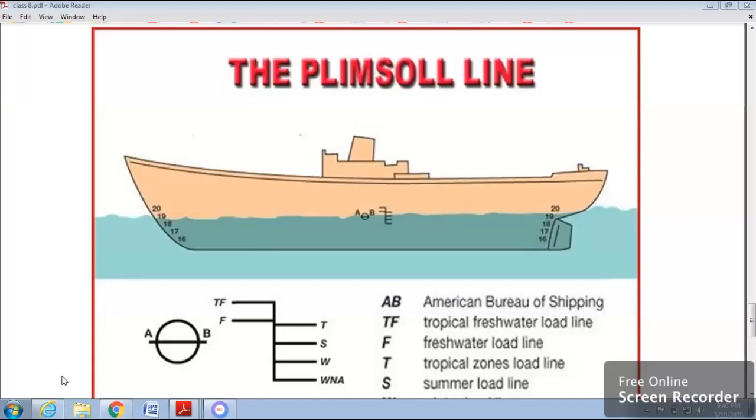You write this: According to this principle, any body partly or wholly immersed in a liquid experiences an upward force, which is called upthrust, which is equal in magnitude to the weight of the liquid displaced by the body. Long answer type questions I will discuss in the next video.